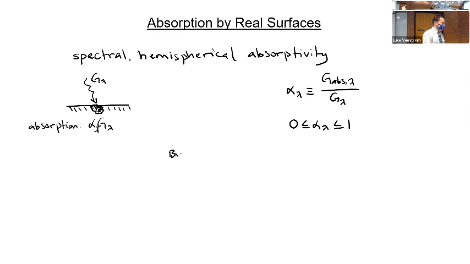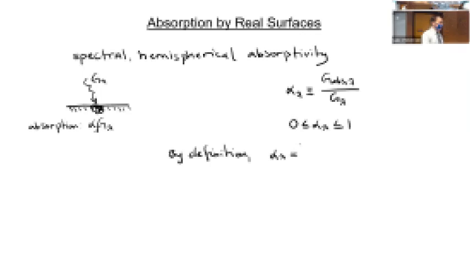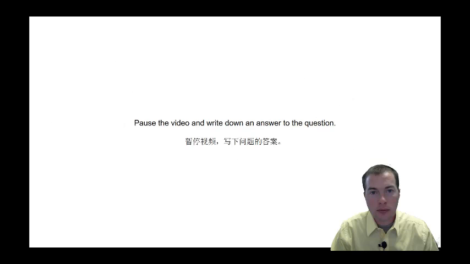By definition, the spectral absorptivity of a black body is what? Now, what I would like you to do is pause the video and write down an answer to the question.